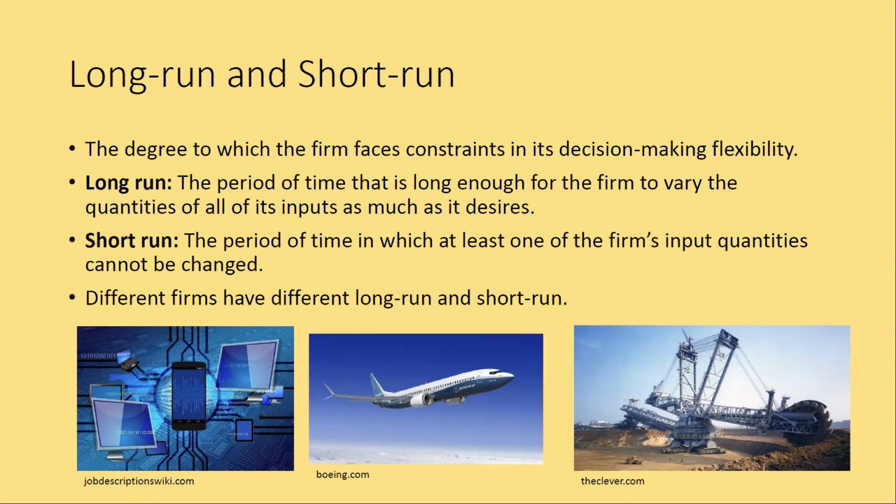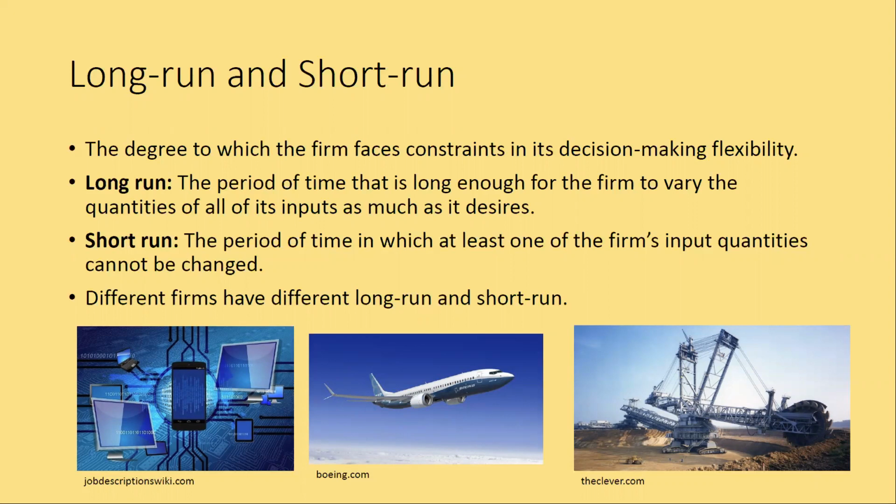We think that long run is the period of time that is long enough for the firm to freely choose the quantities of all of its inputs, while in the short run, the firm is constrained and is not able to choose at least one of its inputs. This might be because of previous decisions. For example, the firm has decided to build a plant, and it is not easy to, say, sell the plant or to rent the plant to someone else in a short period of time.